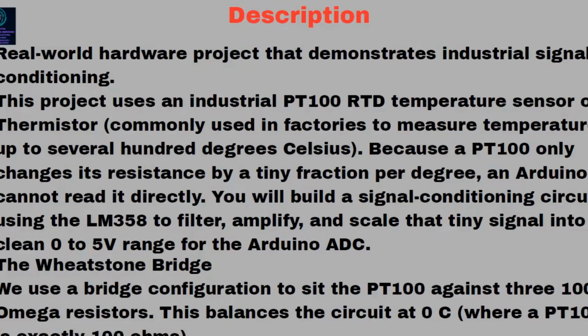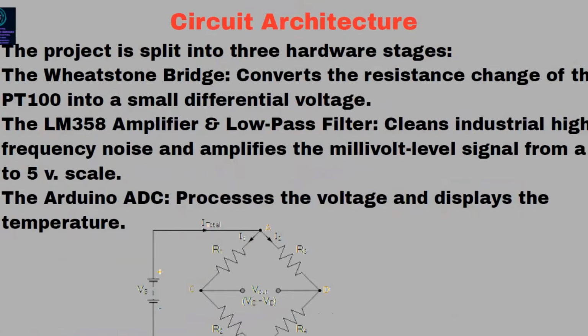Now here we have used a special Wheatstone bridge. So what is a Wheatstone bridge? We use a bridge configuration to set the PT100 against a 100 ohm resistor, not mega ohm. This balances the circuit to 0 up to 5 volts. First we have to understand what a Wheatstone bridge is, so I will go to the next slide and show you. Here you can see a Wheatstone bridge. It is a combination of four resistors as a bridge, and they can be equal resistors.